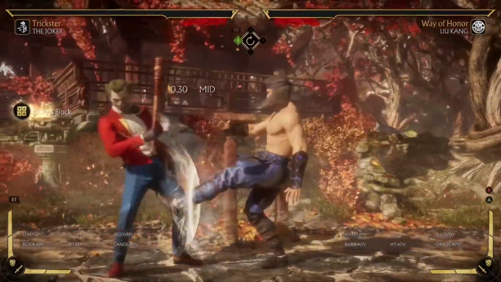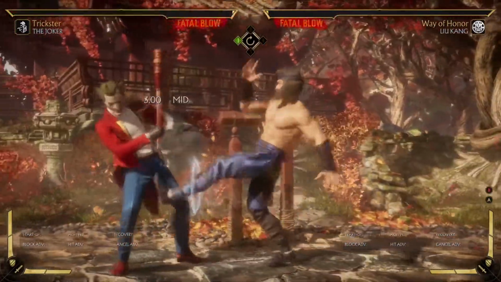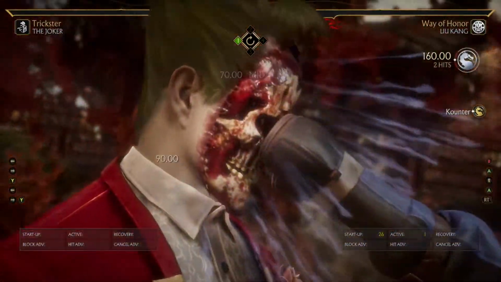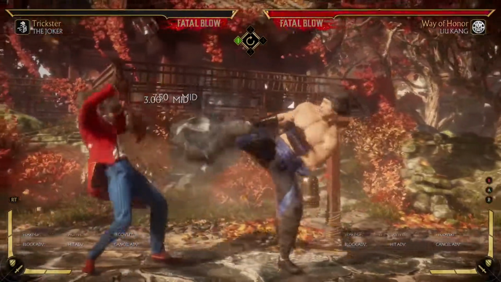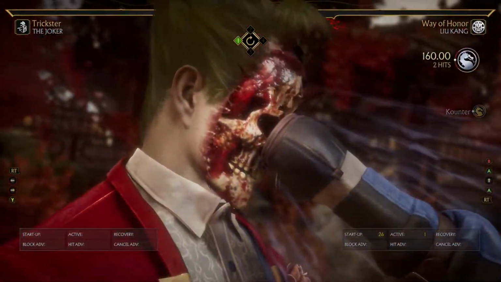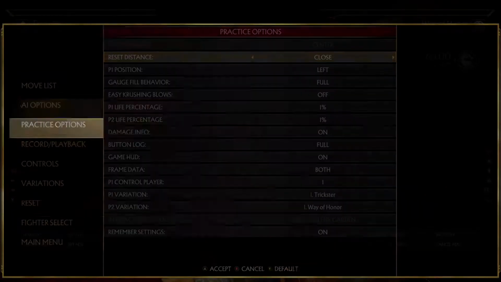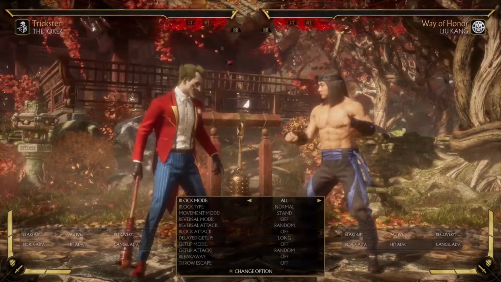And then he blocks. Alright. So what I'll try to do is... You see what happened? That's not possible. Why? I have a 23 frame, he has a 26 frame. Well, that's because of hit advantage. So that is what it is.